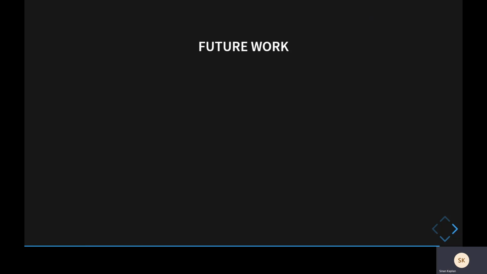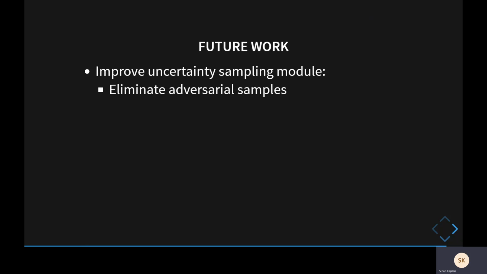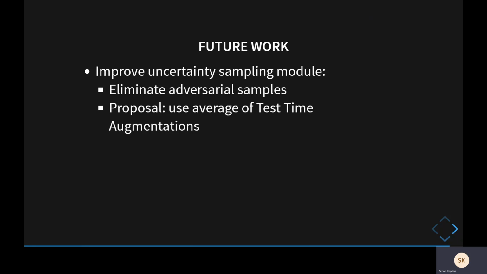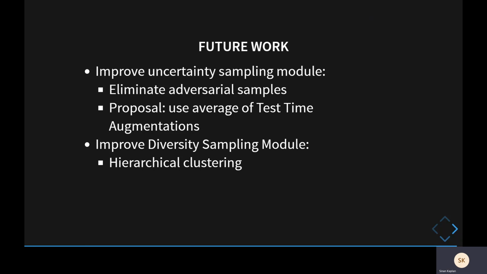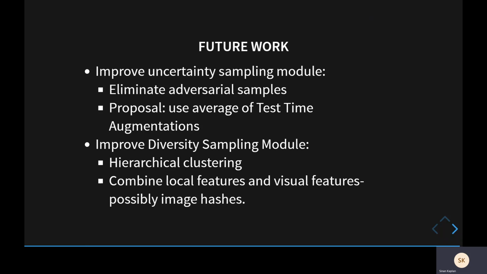Since our work has some limitations, to overcome these issues and develop the technique further, we plan to improve the uncertainty and diversity sampling parts. For instance, to eliminate adversarial samples, we need to revise the uncertainty sampling part. And the diversity sampling part can be improved by using hierarchical clustering and a combination of both local features and visual features. Those might be image hashes.